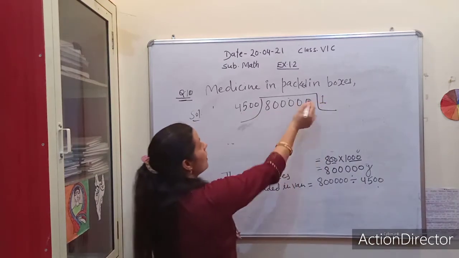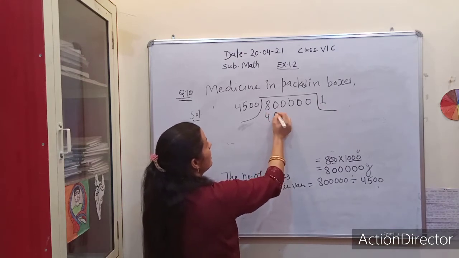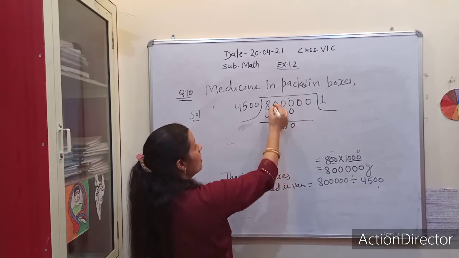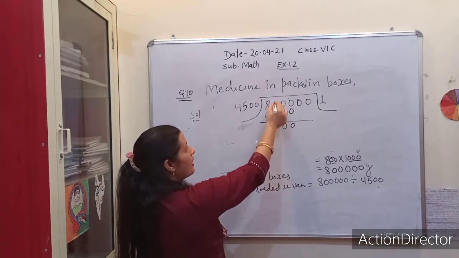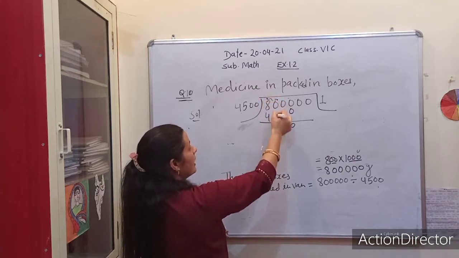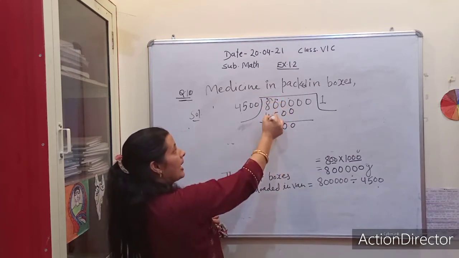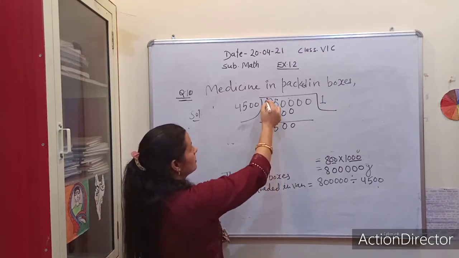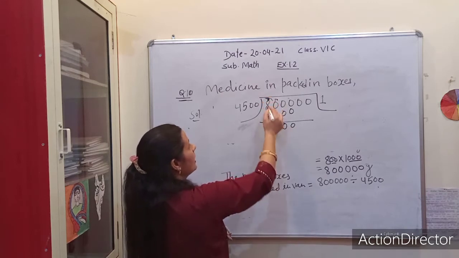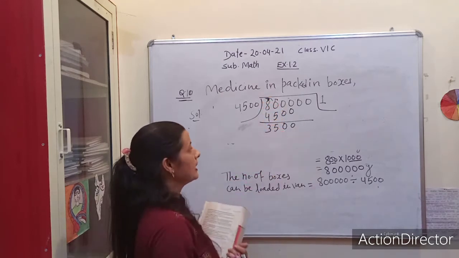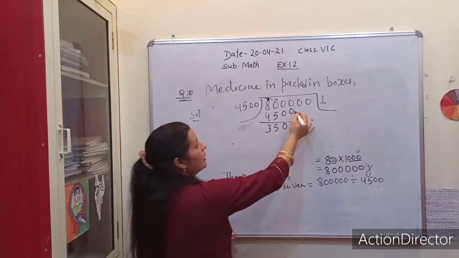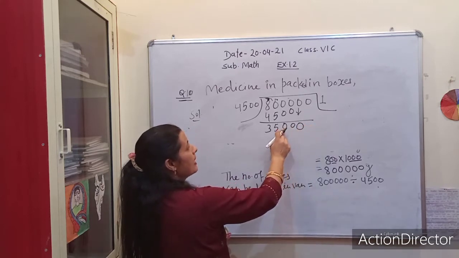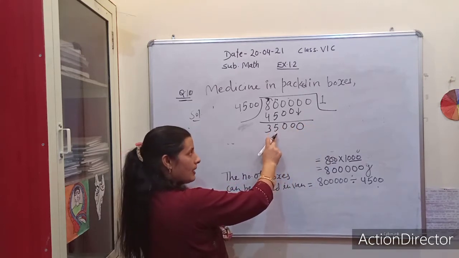1 time. 4500 ones are 4500 only. Now subtract it. 0, 0, subtract, take out 5 from 10, it will become 5. Then 9 to 4, it will become 5. Here it will become 7. So 7 to 4, it will become 3. 3500. Now we have to bring down this 0. Now I am writing 0 here. It is 35,000.